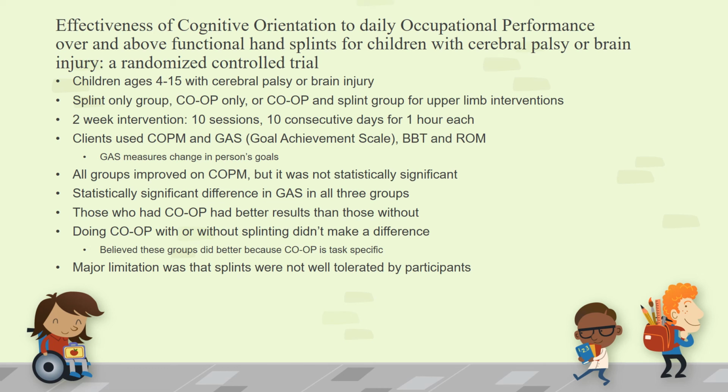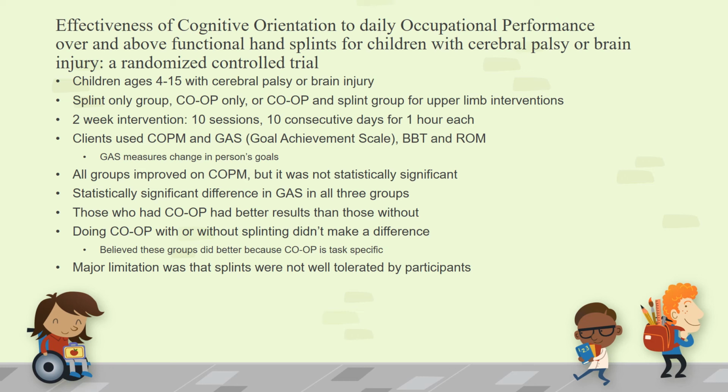Alright, so I'm just going to briefly talk about the study that I assigned. So there were 45 children aged 4 to 15 with either cerebral palsy or a brain injury, and they split them into 3 groups of 15 for this study, doing a splint-only group, a group that only used CO-OP, and then a group that used both splinting and CO-OP for upper limb interventions, and it took place over 2 weeks with 10 consecutive sessions for an hour apiece.